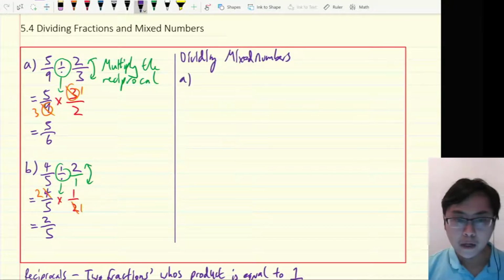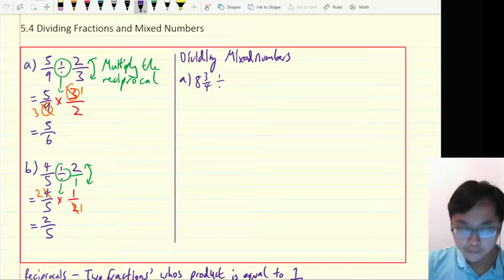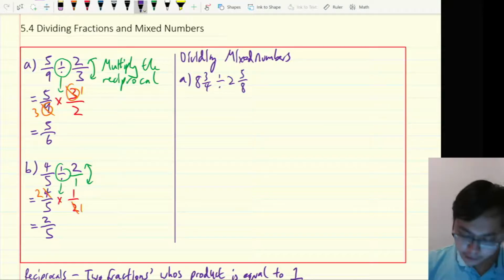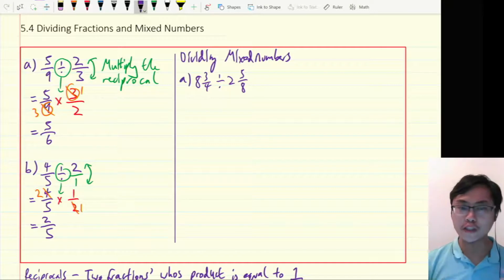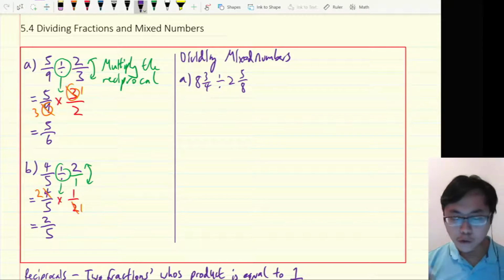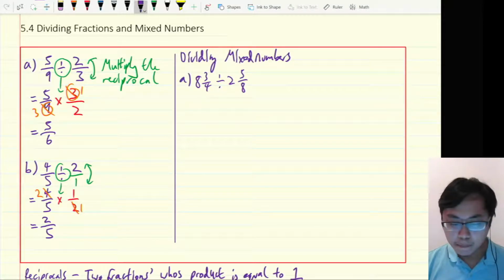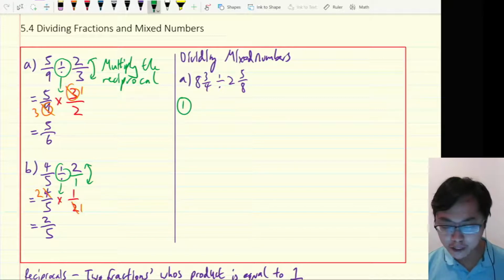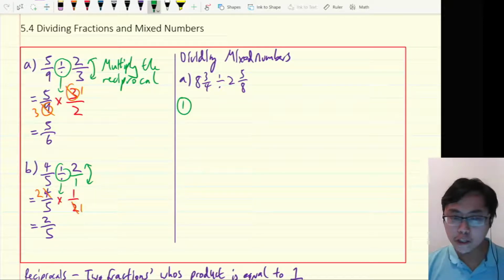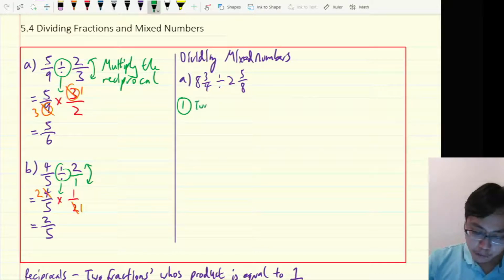And so A, let's do 8 and 3/4 divided by 2 and 5 over 8. Okay, again, when we have a mixed number divided by a mixed number, it's really hard to just divide directly. And so we're going to change it into a multiply. But before we do that, step one, similar to multiplying fractions and mixed numbers, we're going to change the mixed numbers into improper fractions. We want to turn to improper fraction.